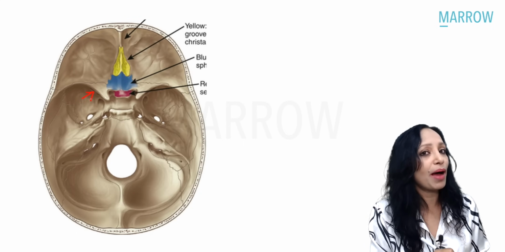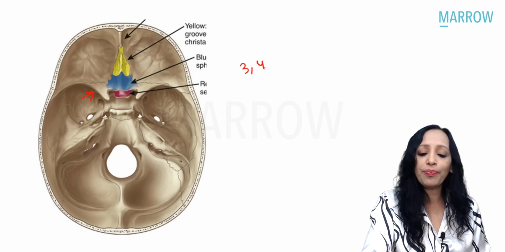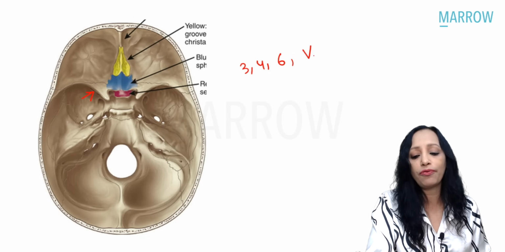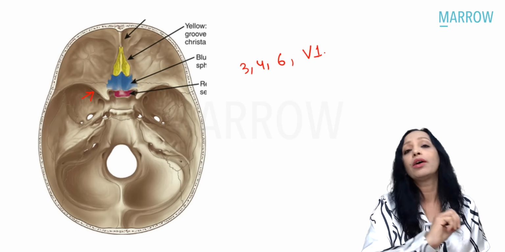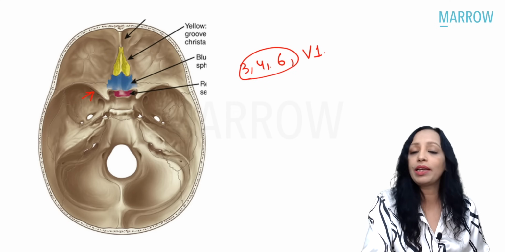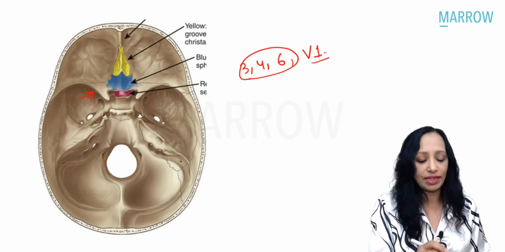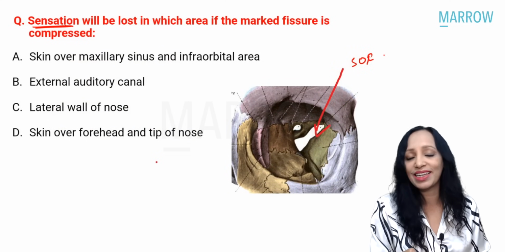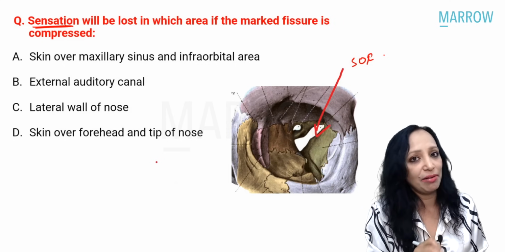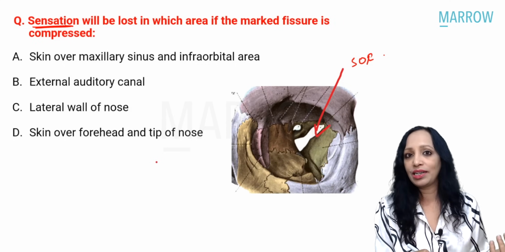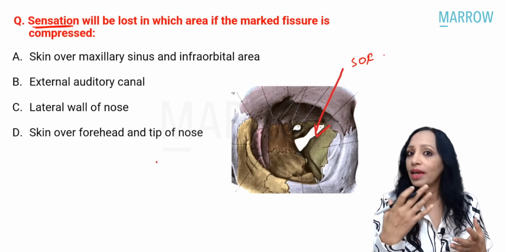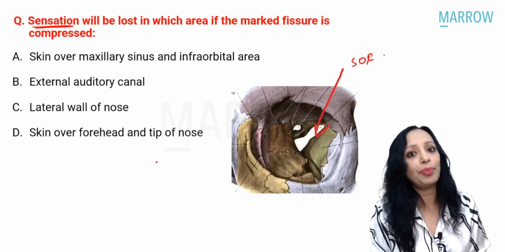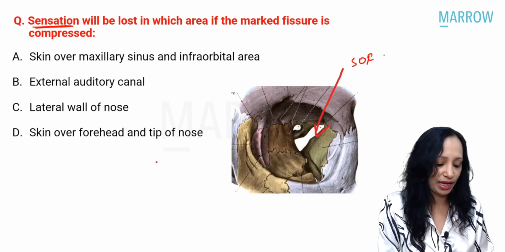So what are the structures that pass through the superior orbital fissure? We have the 3, 4, we have the 6, and along with that, we have the ophthalmic branch of 5th. So we have the first, right? Okay. Now we know that 3, 4, 6 are mainly the motor. This is the sensory. So what is asked in our question is the sensation. So what is asked is the sensory, that is the ophthalmic. So how does ophthalmic enter the superior orbital fissure? Yes, it enters as 3 branches into the orbit, the lacrimal, frontal, and nasociliary, right?